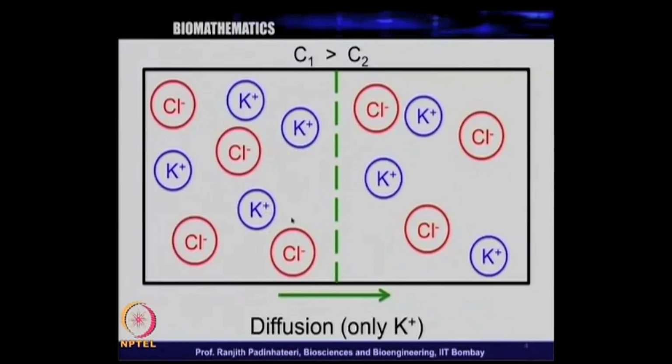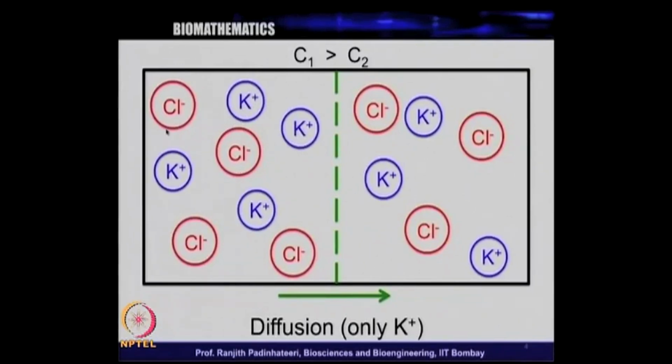What I want to represent by this picture is that in this part of the partition you have more K plus than in this part. There are 4 K plus and 4 Cl minus on this side, so on the whole this part of the box is neutral, with equal numbers of K plus and Cl minus. Here also there are equal numbers of K plus and Cl minus, so this is also neutral.